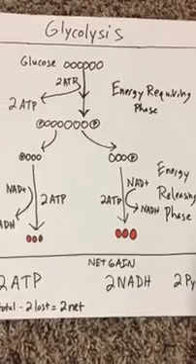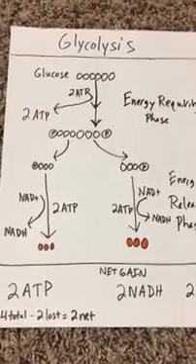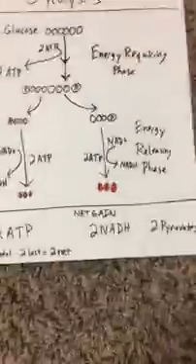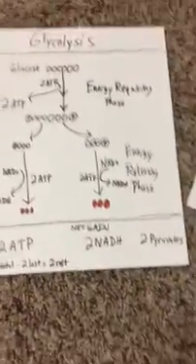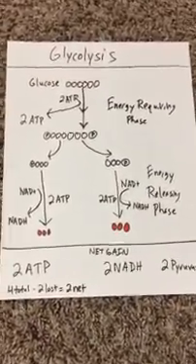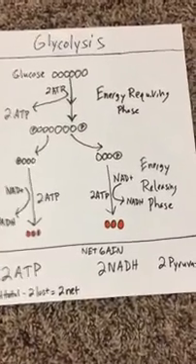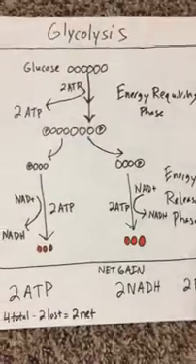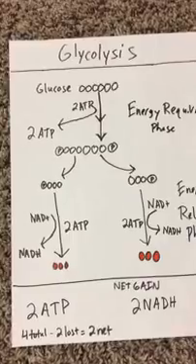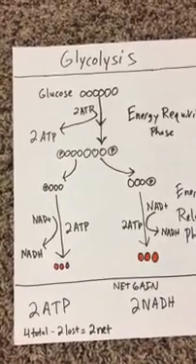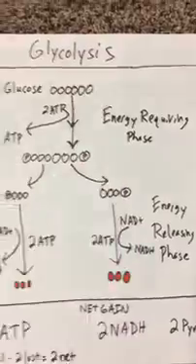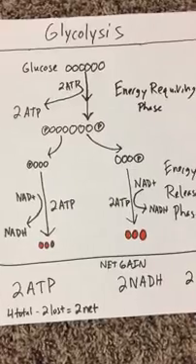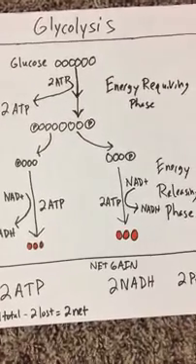So there are two phases to glycolysis. There's the energy requiring phase, as you can see here, and the energy releasing phase, which is down here. Now we'll go more into the specifics. In the energy requiring phase, the glucose molecule, which has a 6-carbon chain, gets 2 phosphate groups added to it. That's these little guys right here. This makes it unstable and allows it to split in half and form 2 phosphate-bearing 3-carbon sugars.